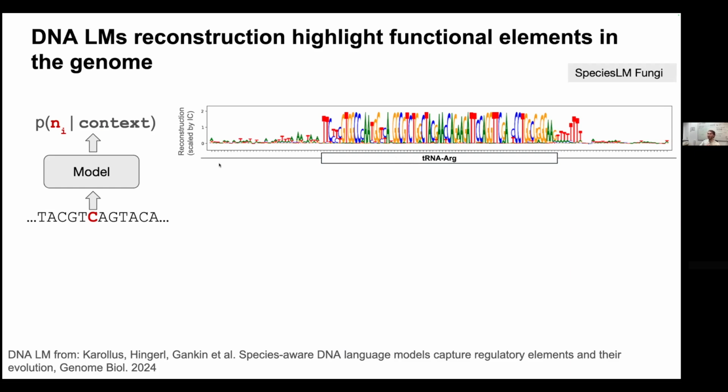the genome. So this is an example of a stretch of DNA in yeast, which contains a tRNA and some flanking regions. And this is the reconstruction for each nucleotide and position by our model, species LM fungi. As you can see, the reconstruction is highest inside this regulatory element. That's presumably because the identity of each nucleotide is more constrained here than in the flanking regions. But for the models to be able to predict a nucleotide inside the tRNA, they have to understand the dependency between that nucleotide and the specific context they are in.